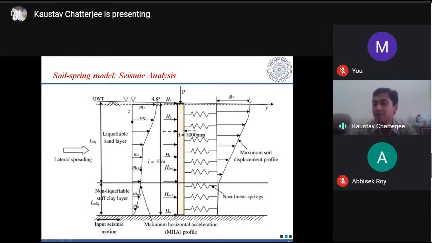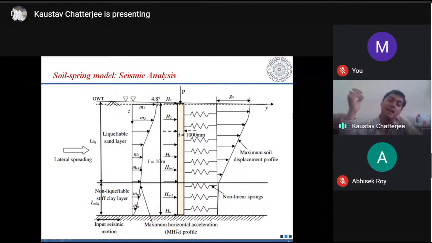Okay, so I'm assuming this to be the maximum soil displacement profile, which is not actually straight, but curved in nature. Now, how are these lateral loads being generated? These lateral loads are being generated from the maximum horizontal acceleration profile.